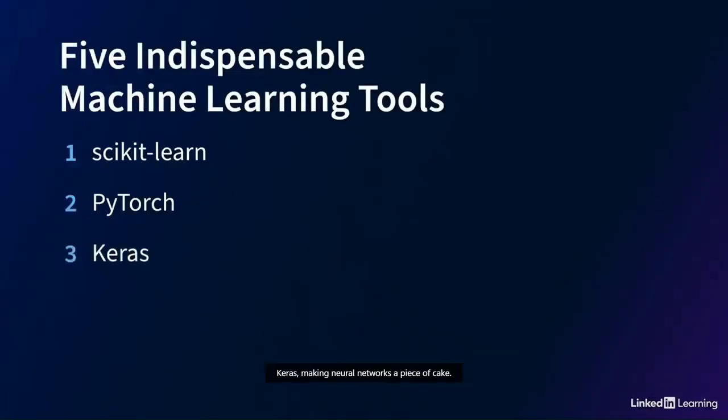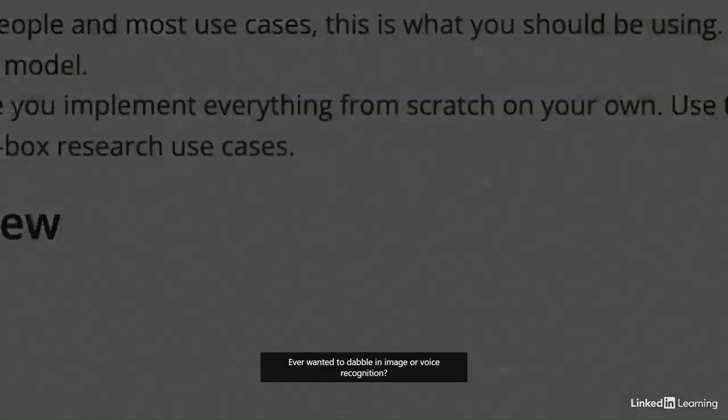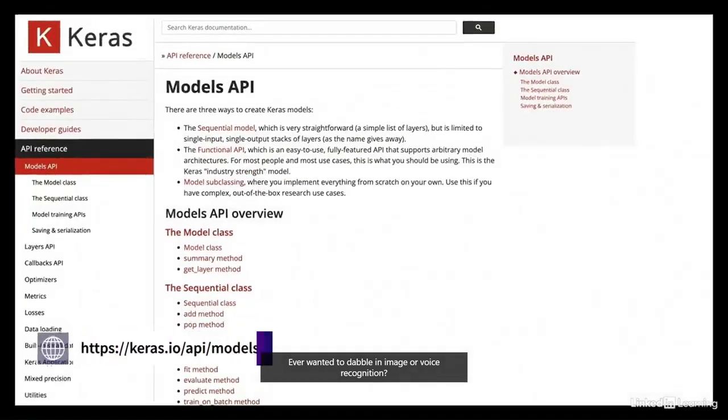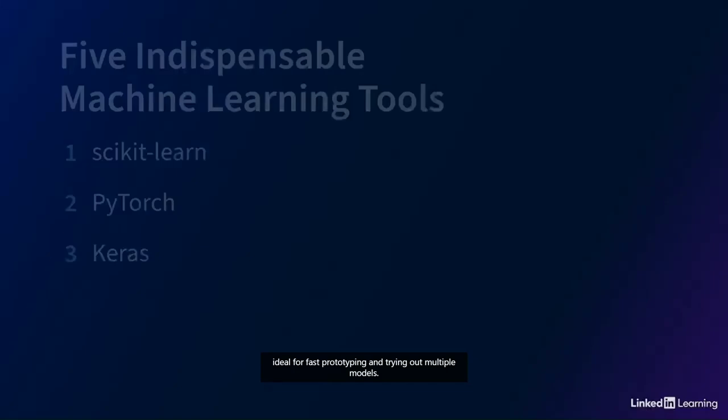Keras, making neural networks a piece of cake. Ever wanted to dabble in image or voice recognition? Keras is designed for these kinds of neural network tasks. Its high-level API can run on top of TensorFlow or PyTorch and simplifies building complex neural network architectures. Ideal for fast prototyping and trying out multiple models.